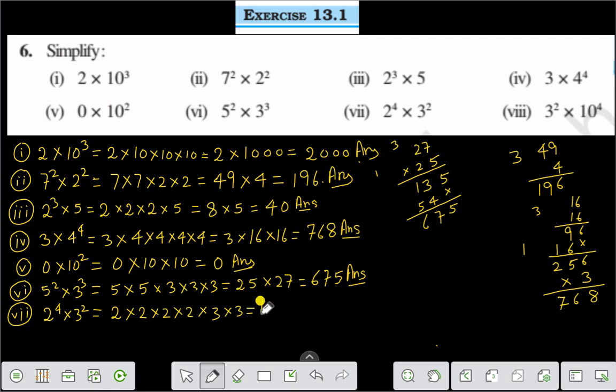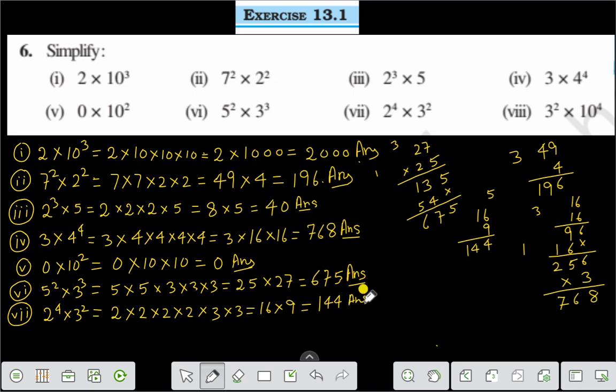and 3 threes are 9. Then multiply 16 with 9. 6 nines are 54, 5, it is 4. 1 nine is 9. 9 plus 5 is 14. That means we are getting 144. This is the answer of question number 7.